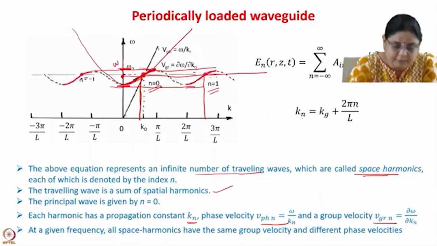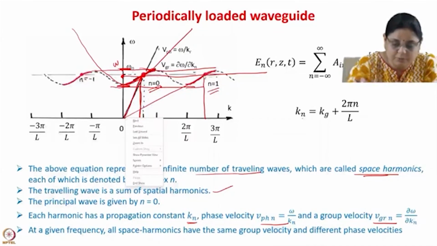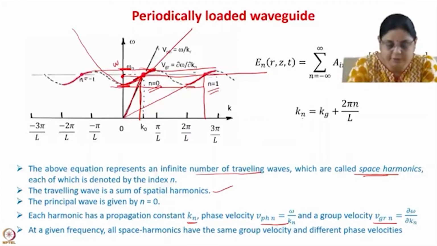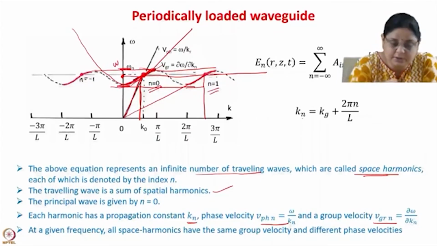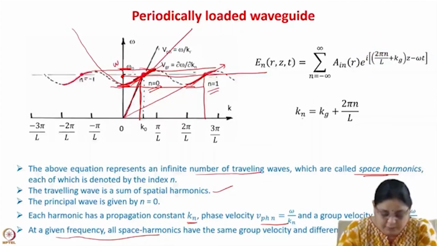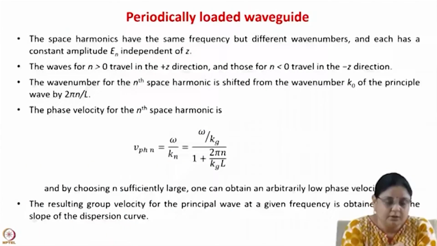Now if you see their phase velocity, the phase velocity of the principal wave is the slope of this curve. The phase velocity of n is equal to 1 is the slope of this line. Okay, so each of them has a different phase velocity. However, the group velocity is simply the slope of this curve at this point. So the group velocity remains the same, however the phase velocity varies. So at a given frequency, all space harmonics have the same group velocity and they have different phase velocities.